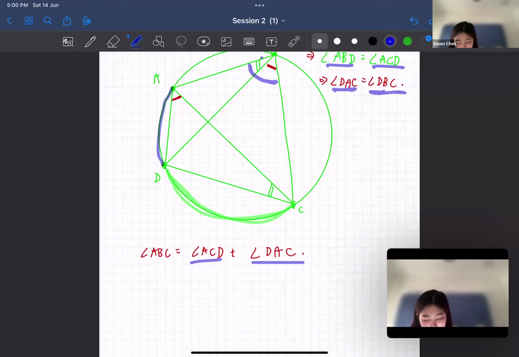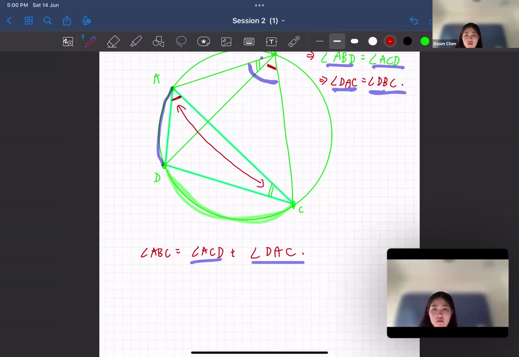But if we're looking at this triangle, is there anything anybody can tell me? If we're looking at the triangle ADC, and we know that the interior angles should sum to 180, what is another way to express the sum of these two angles, using the fact that in triangle ADC the interior angles sum to 180? Anyone? Yeah, exactly.